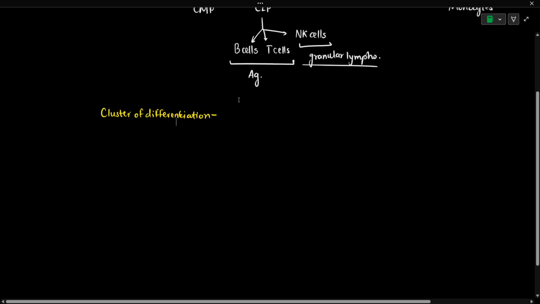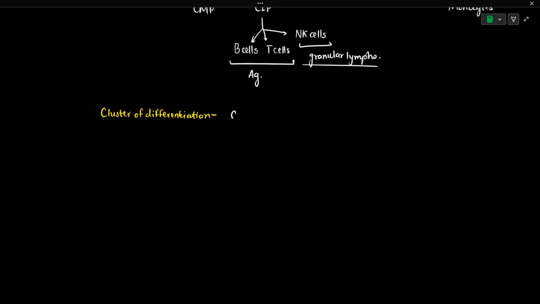So we have been discussing CD molecules. These are abbreviated as CD. We have discussed CD3, which is present on T cells. We have discussed CD34, which is present on the hematopoietic stem cells. We also discussed CD16.